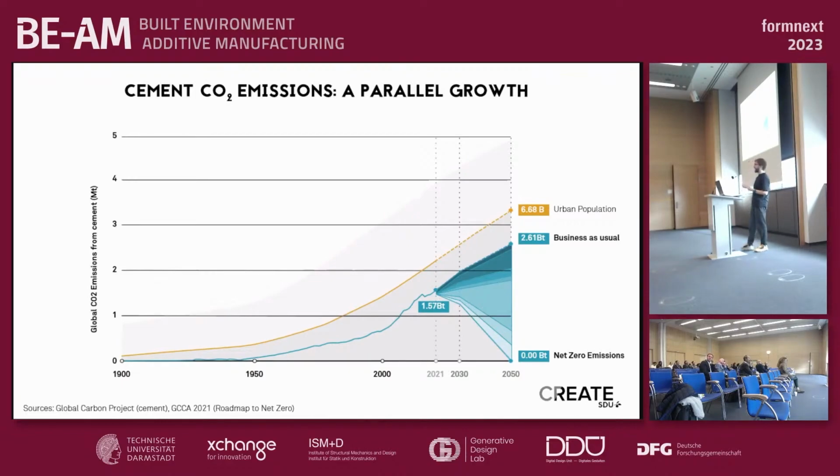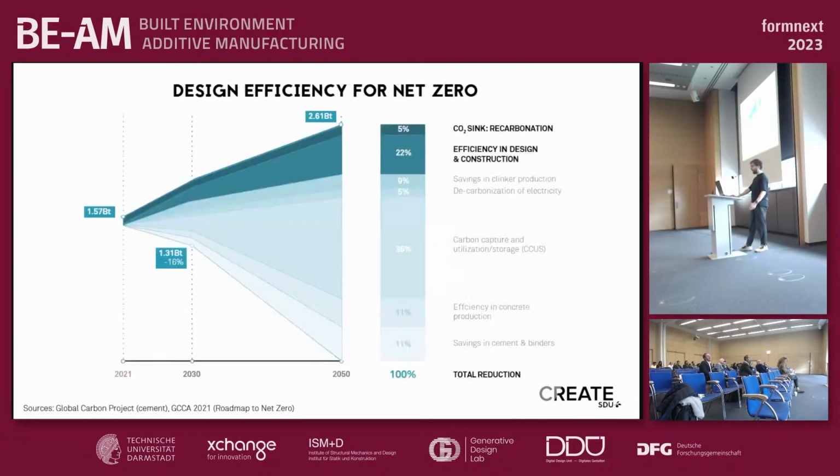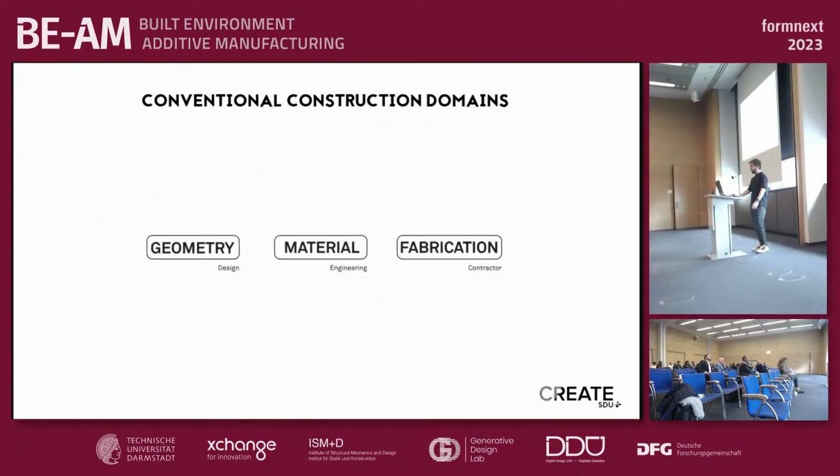So to reach net zero emissions, a combined effort by all stakeholders is necessary. Of course, a large portion of these emissions should be reduced by rethinking cement composition and its modes of production. However, it is also estimated that over 25% of today's emissions can be cut down through efficiency in design and construction. So finding new ways for carbon efficient design and construction means also rethinking the linear workflow that goes from design to engineering and to construction.